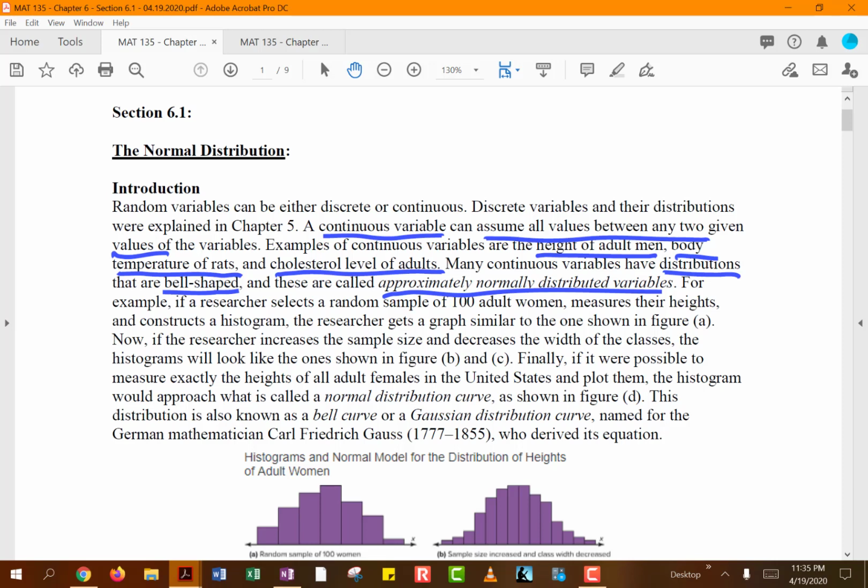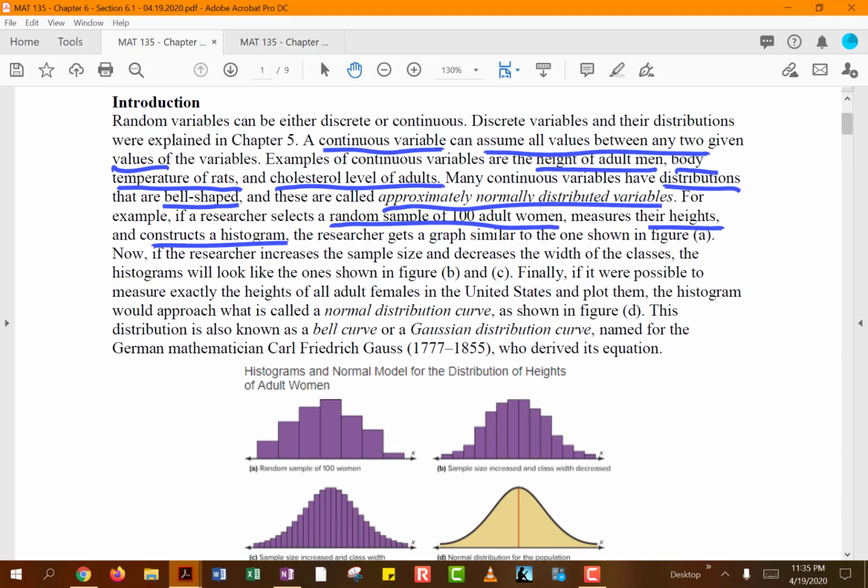If a researcher selects a random sample of 100 women, and we're measuring their heights, let's say, and constructs a histogram based on that, then the histogram that you draw will come out looking like this first one over here. Okay, so we took a sample of 100 women, we measured their height and constructed a histogram based on that.